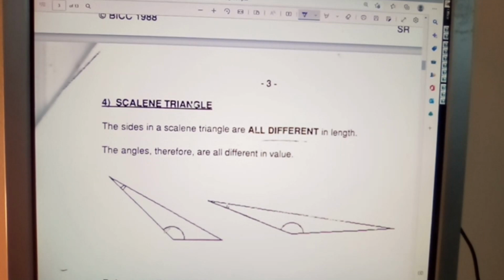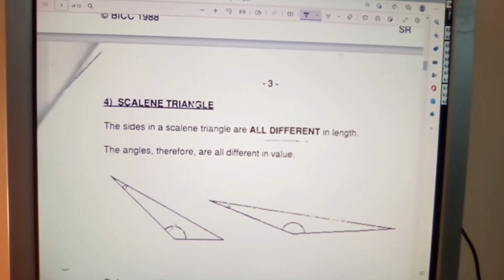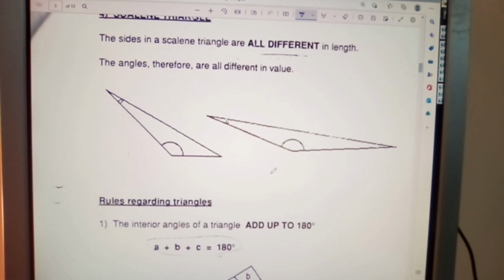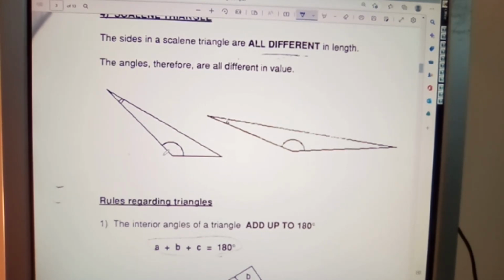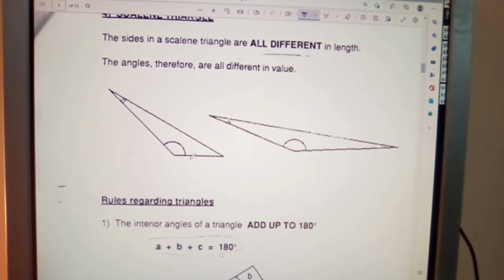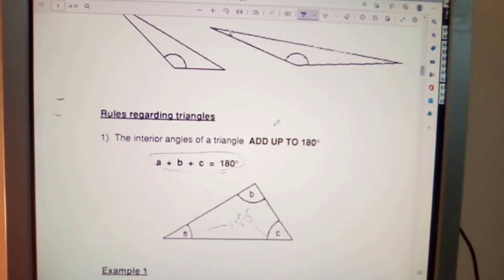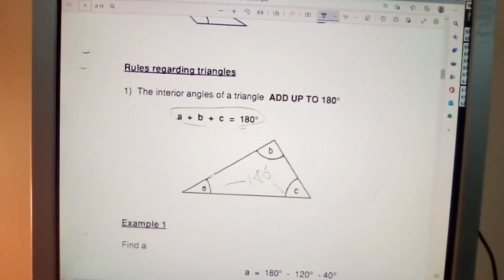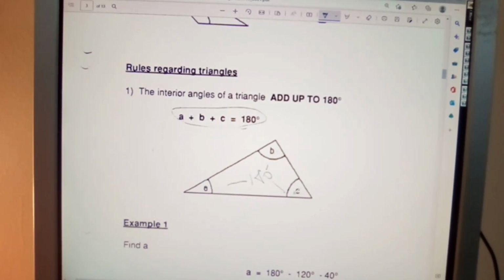So let's look at the rules. Rules regarding triangles. The interior angles of a triangle add up to 180 degrees. So A plus B plus C equals 180. And here we have A, B, C equals 180. Ignore my scribbling there.